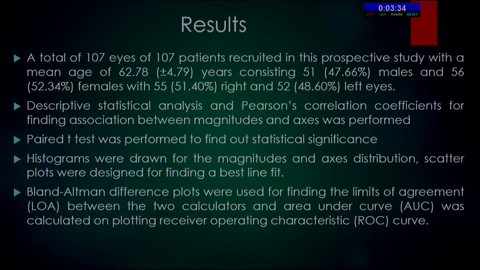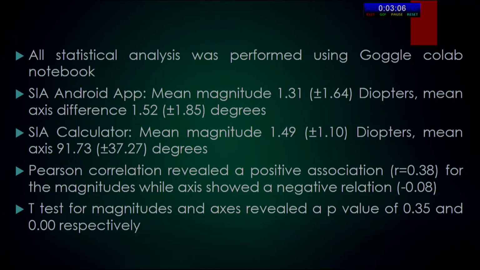Descriptive statistical analysis and Pearson correlation coefficients for finding association between magnitudes and axis were performed. Paired t-test was done for statistical significance. Histograms were drawn for the magnitude and axis distribution. Scatter plots were designed for finding the best fit line, and Bland-Altman difference plots were used for finding the limits of agreement between the two calculators, and area under the curve was calculated on plotting the receiver operating characteristic curve. All statistical analysis was performed using Google Colab Notebook.